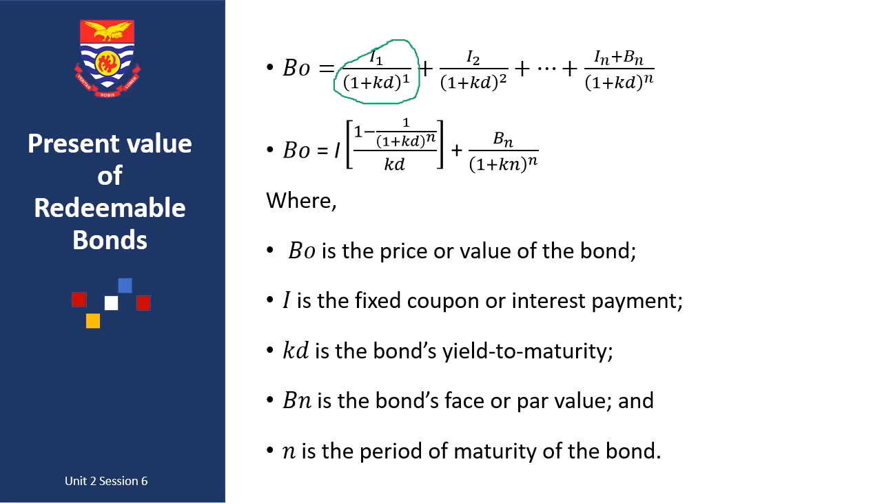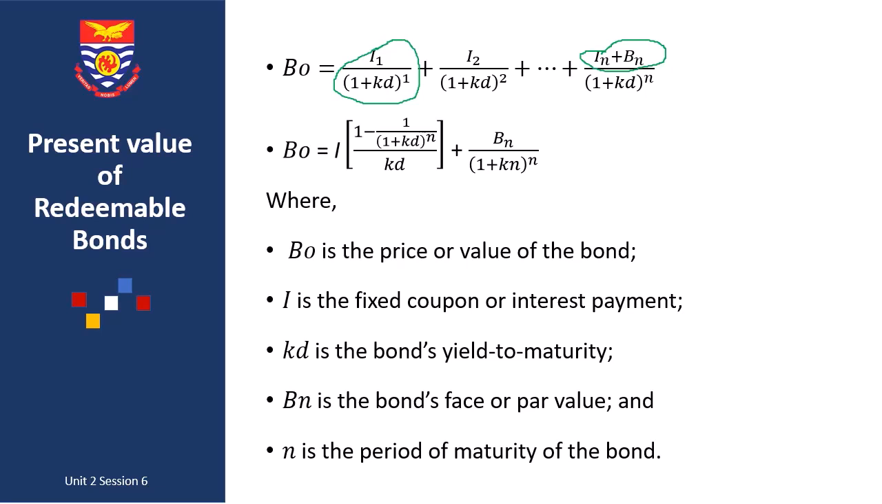So on maturity, if it's maturing in the third year, it means you are going to receive interest in the third year plus the value of the bond. That's why we have the interest, IN, here, plus the BN. BN represents the face value or the par value of the bond.